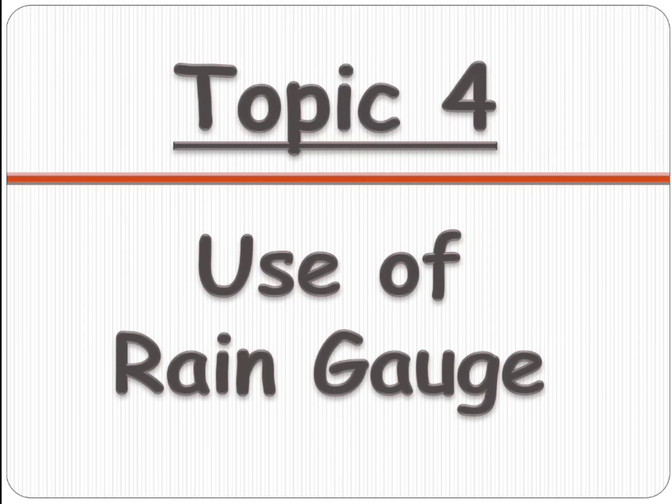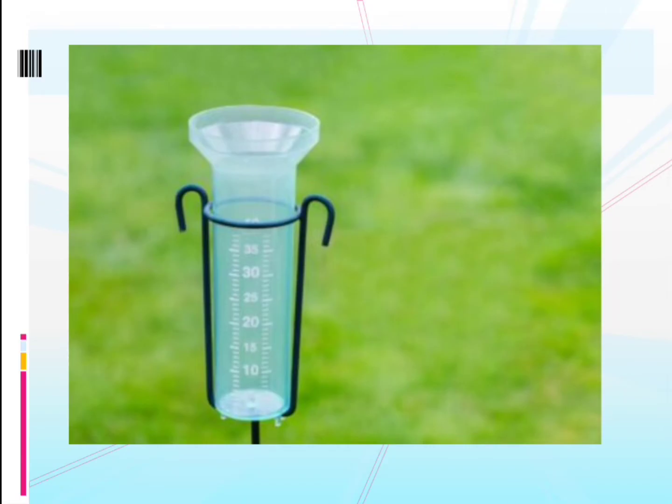Rain gauge is an instrument used to measure the rainfall. Okay, so if you see, children, this is the rain gauge. It has a funnel at the top so that it collects the rainwater, and you also have the scale below. The rainwater enters into the tube through the funnel on the top, and it gets collected in the glass. And on that glass you can see the measurements.